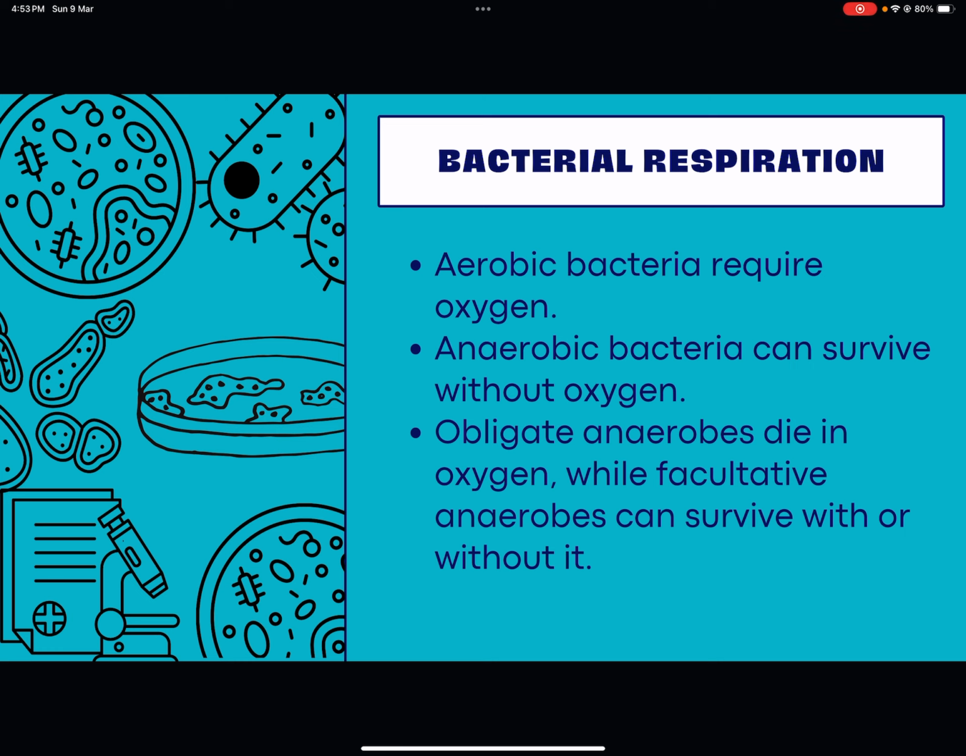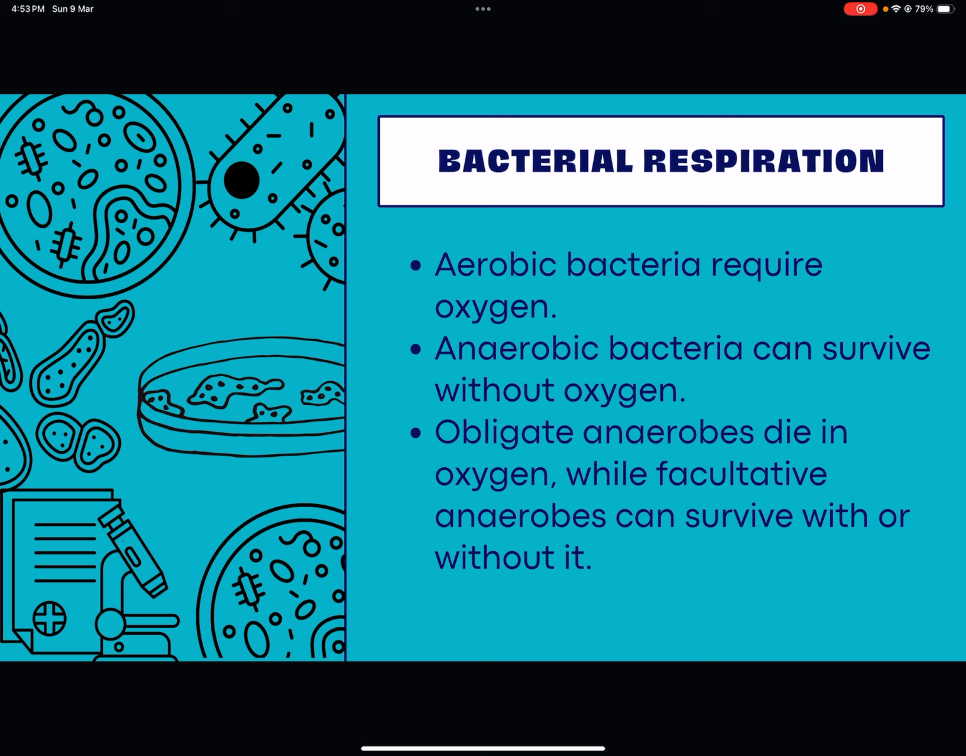Now, how do bacteria respire? So bacteria can be split into different groups. We can split them into aerobic bacteria and anaerobic bacteria, and then obligate anaerobes and facultative anaerobes. So from the name aerobic bacteria, that means they require oxygen to perform respiration. Now anaerobic, they can survive without oxygen. Now we can split anaerobic into two different groups, obligate anaerobes and facultative anaerobes.